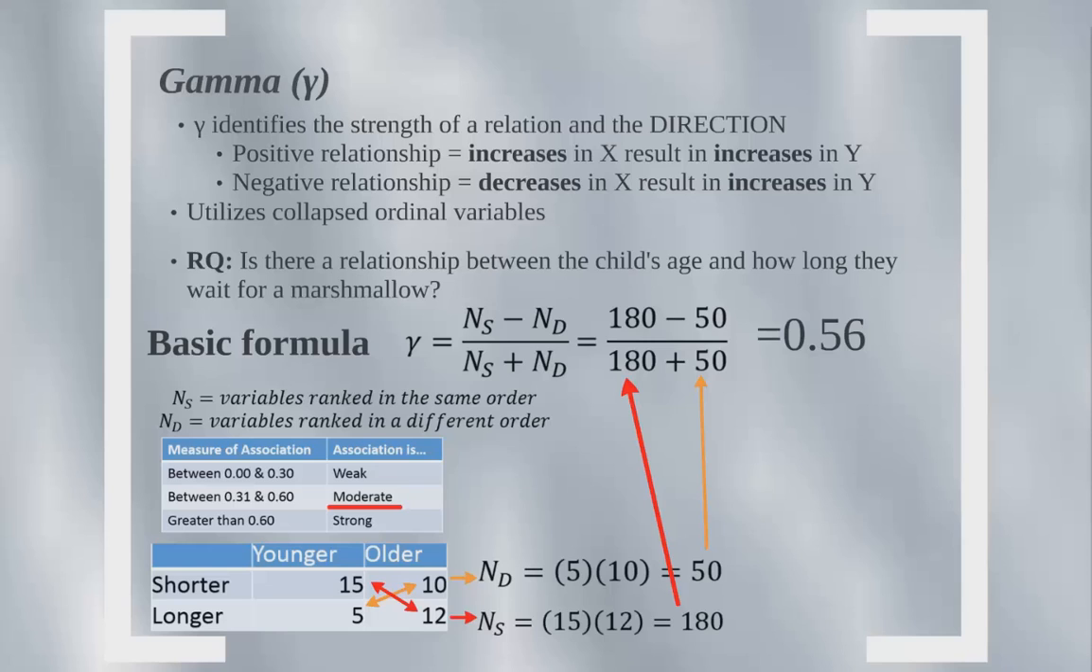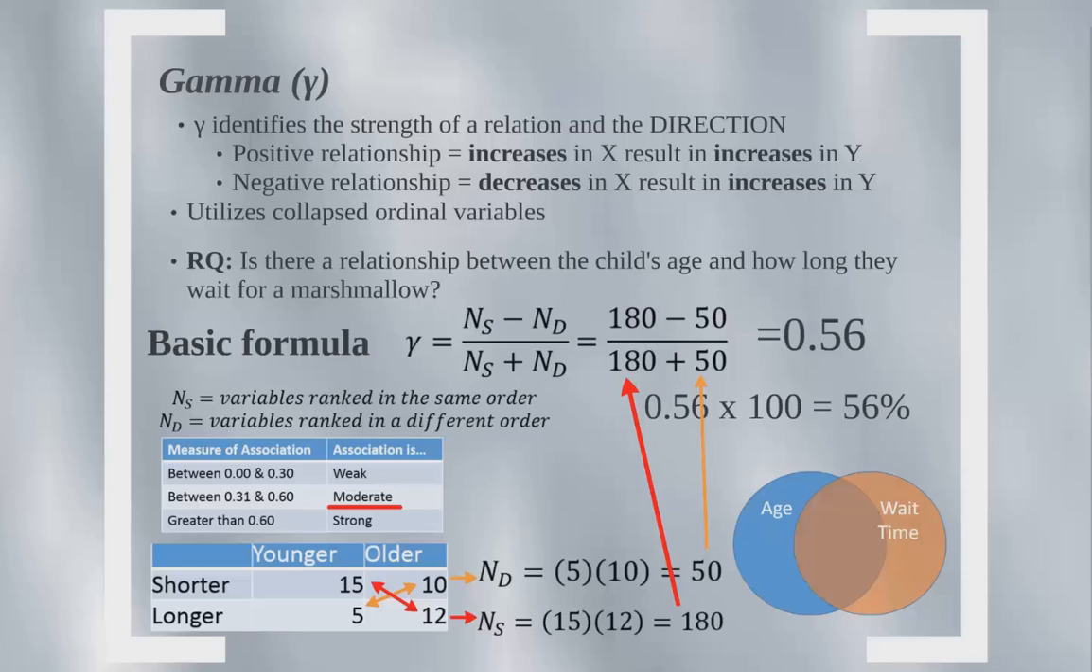Another really cool thing about gamma is you can actually look at the extent to which a variable predicts another variable, right? Or how much variance that variable takes up. So if we use this number and we times it by 100, it becomes a percentage. And what we can see here is that we have a percentage of 56, so we have 56%.